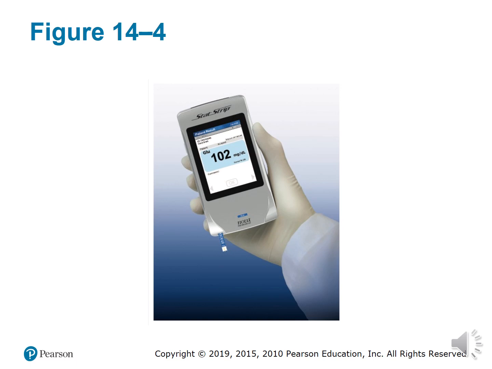In figure 4.4, this is a StatStrip glucose analyzer. It still uses a test strip, but as you can see, it's very digitalized, and it has the patient's name, and it also has a place where you can type in a comment, and it automatically uploads to the patient's medical records.